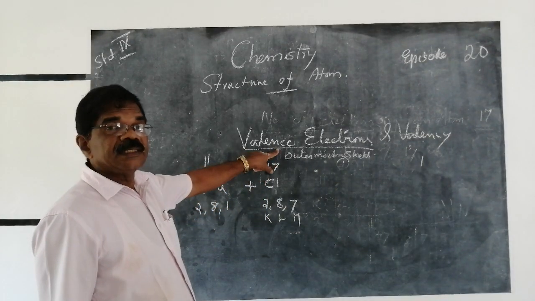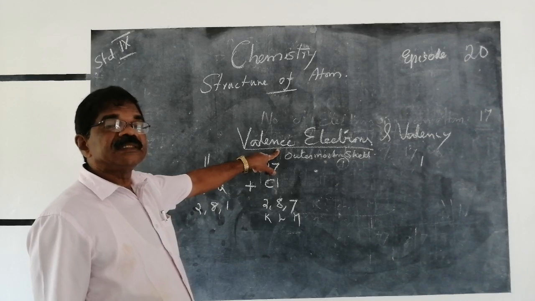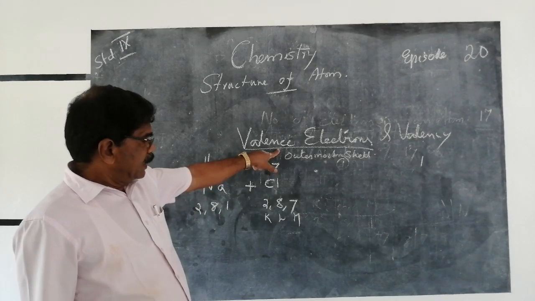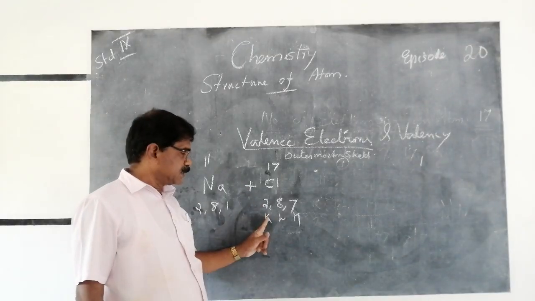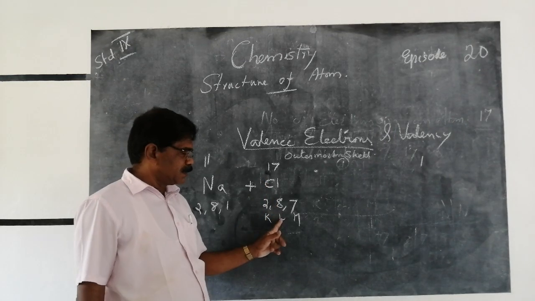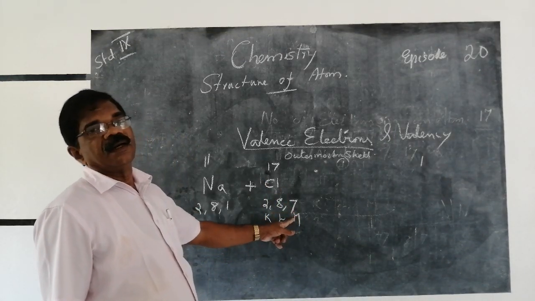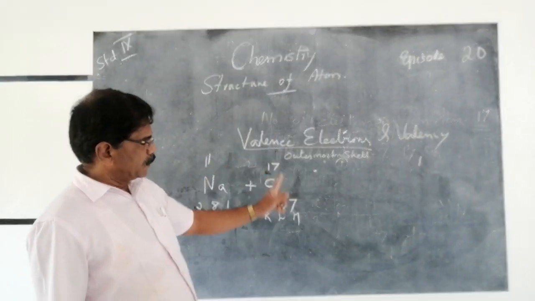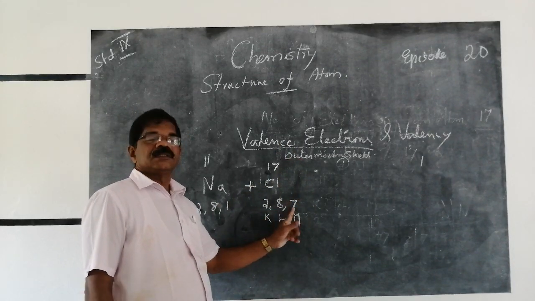Valence electrons means the number of electrons in the outermost shell. Here the outermost shell is M. The innermost shell is K, the middle shell is L, and the outermost shell is M. How many electrons are there? 7. So for chlorine, the valence electrons is equal to 7.